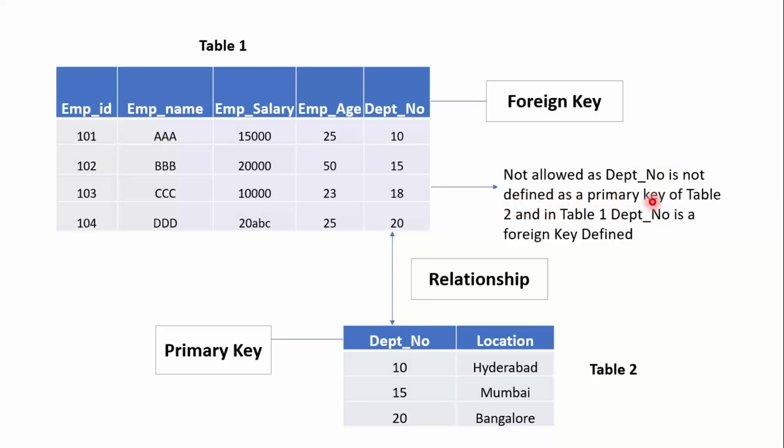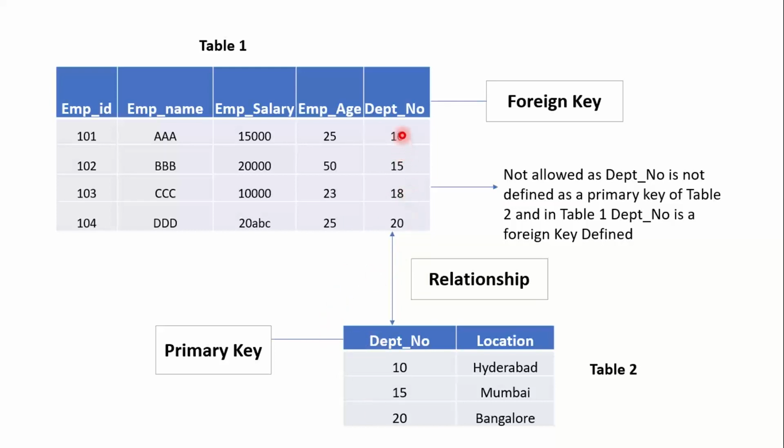It is not defined as a primary key of table 2, and in table 1 department number is the foreign key defined. So here I have entered a value 18, because a foreign key will allow it. But as this foreign key is a primary key in table 2, this department number should contain all the values that are there in the department table. So it is not containing this value, so it is violating the referential integrity constraint.